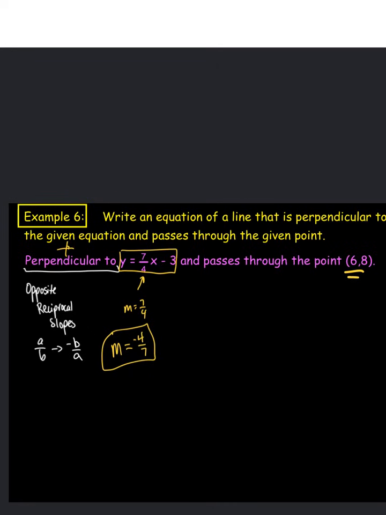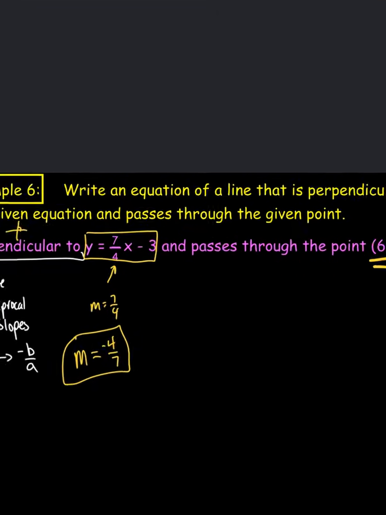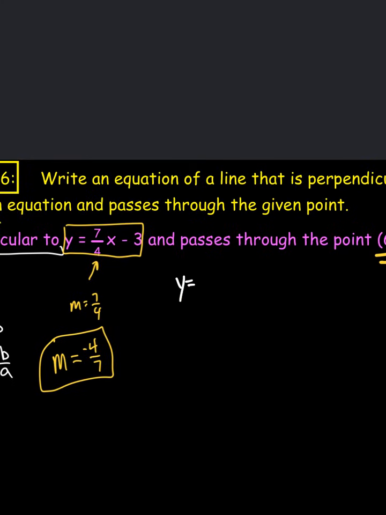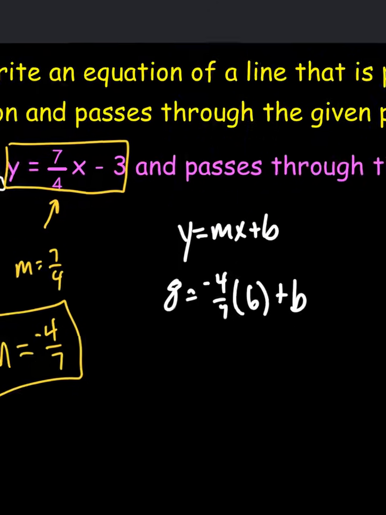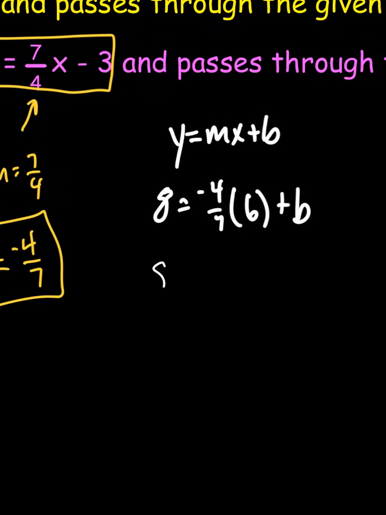So we can go through the same procedure we've been doing on these other ones. We're going to write down y equals mx plus b. And then I know that y is 8 for that point. The slope is negative 4/7. X is 6. And then we'll figure out what b is. All right, we'll give myself some room here. 8 equals negative 4/7 times 6 would be negative 24/7 plus b. And then I'm going to add 24/7 to both sides.